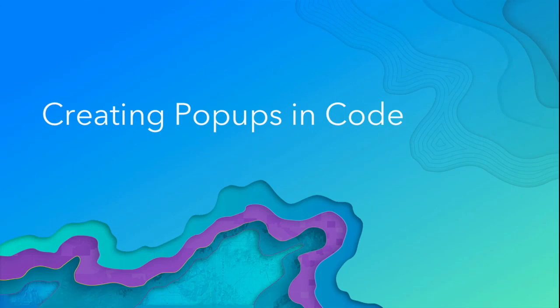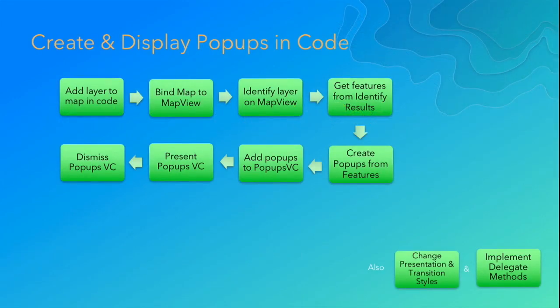Okay, so that was configuring pop-ups in a web map and getting them to display in an app. Next, let's talk about how you can create pop-ups in code. You may want to do this if the web maps you're working with don't have pop-ups, or you don't work with web maps to start with, but you still want to be able to display pop-ups for your features. So you need to create them first. So here's the workflow to do that.